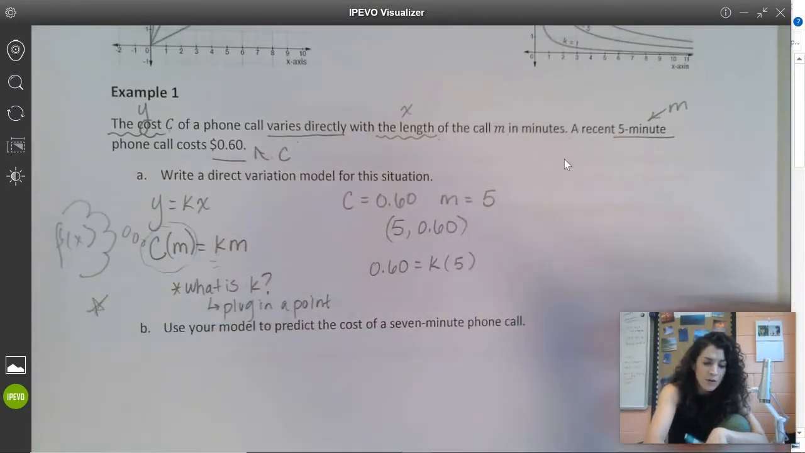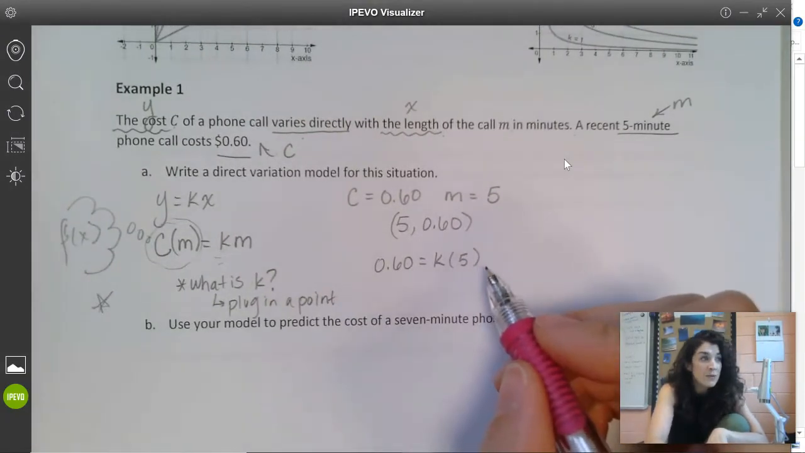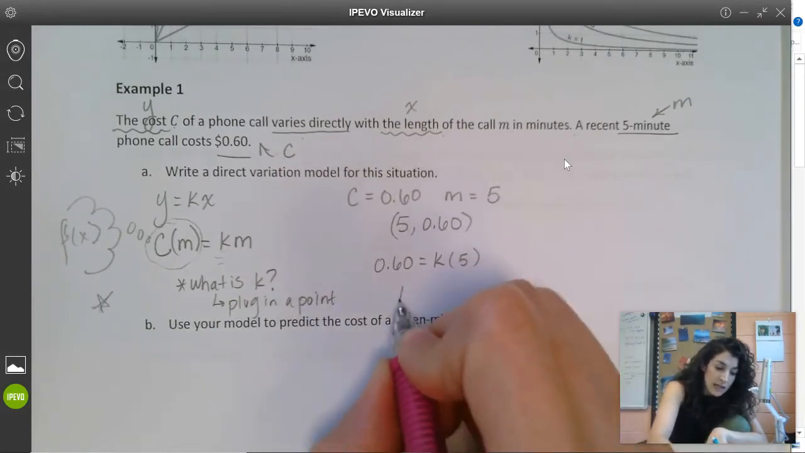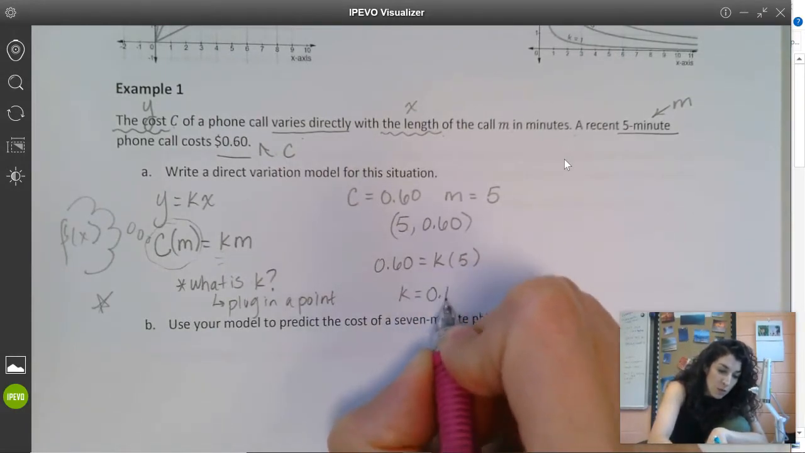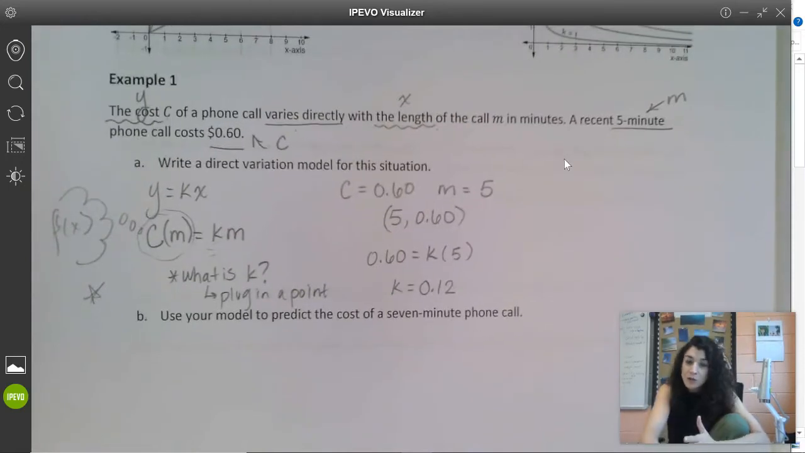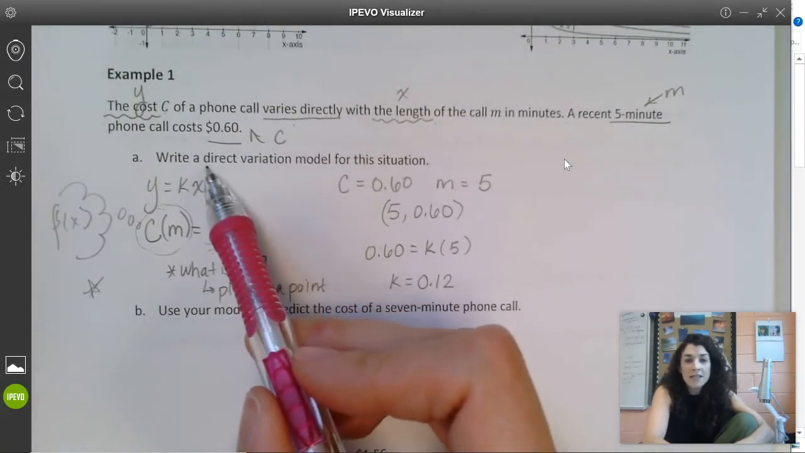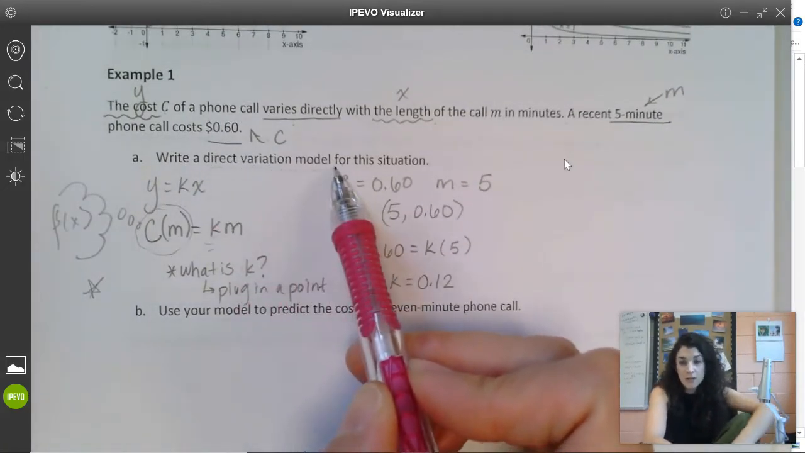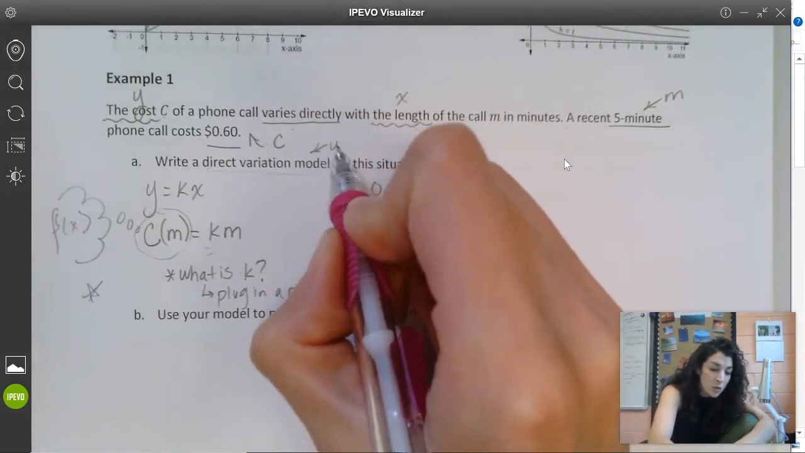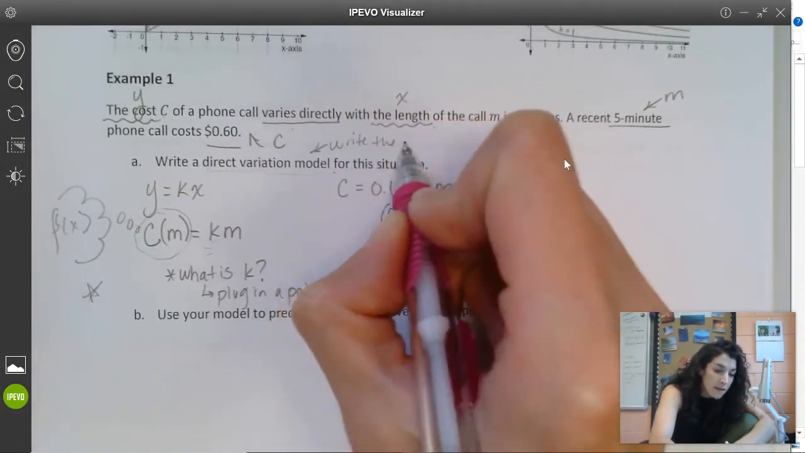Let's do that on your own. If you divide both sides by 5, you get that K is equal to 0.12, which is great. It feels like we've just accomplished something, which we have, which is we solved for K. But what we need to do is write the direct variation model for this situation. In other words, write the equation.